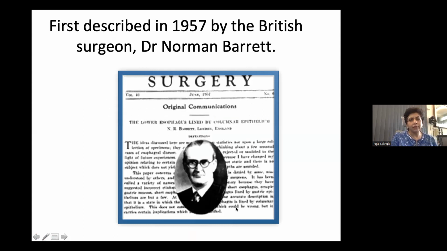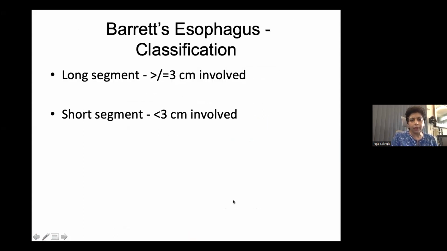First described in 1957 by Dr. Norman Barrett, who saw this columnar epithelium. And we classify it typically as two types, long and short. And of course, some people have an ultra short segment also. Long is when it's more than 3 centimeters above the GE junction being involved, and less than that is short segment.